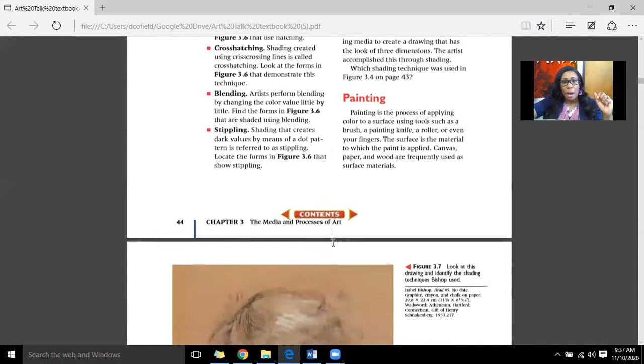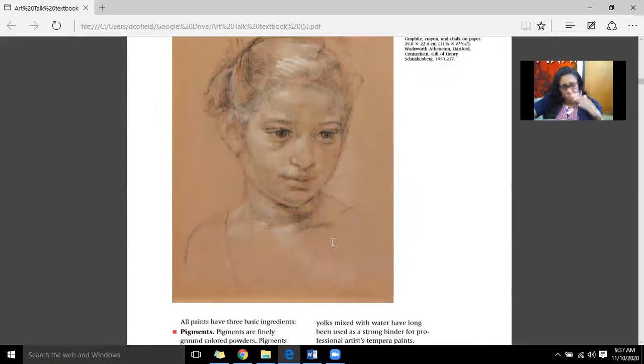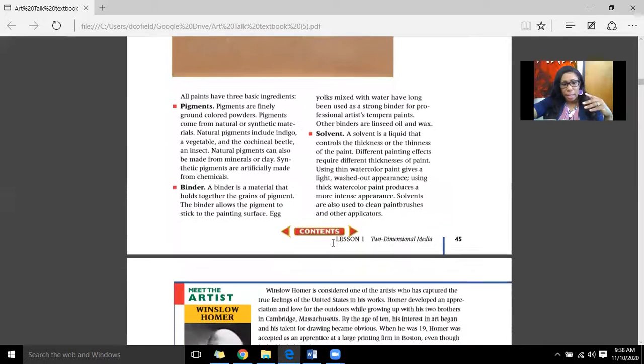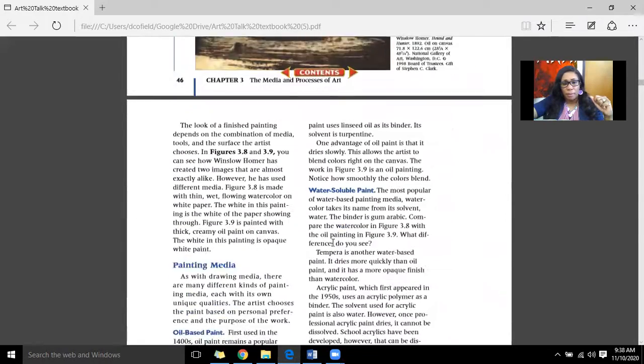Okay. It goes and talks about painting, and this is a beautiful piece here by Isabel Bishop, but this is done with graphite, crayon, and chalk on paper. So you can really start to shade really well once you master shading. So you can see that pigments and binders, and back in the day, they would use egg yolk as a binder to hold the paint together. And it goes and talks about pigments and solvents and things of that nature. Winslow Homer was an excellent painter. You'll see some of his work.